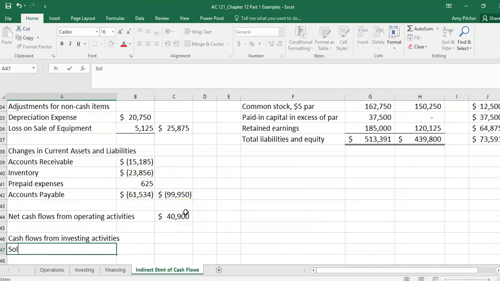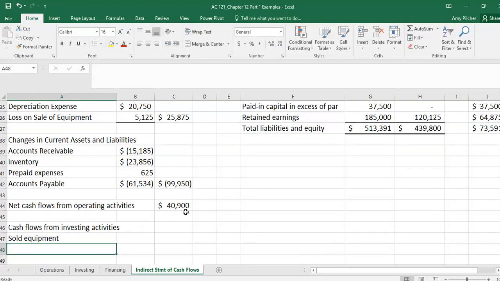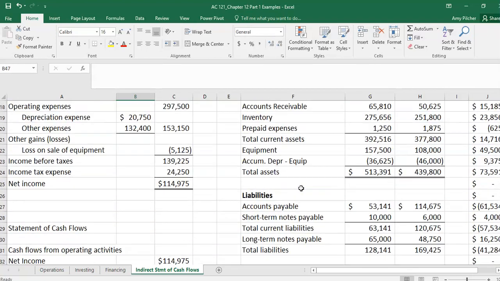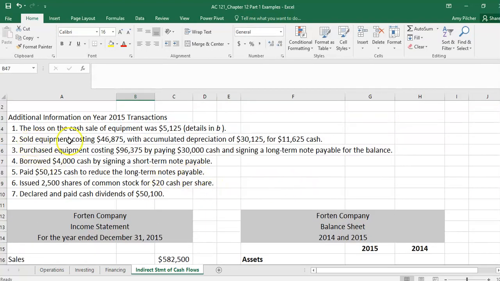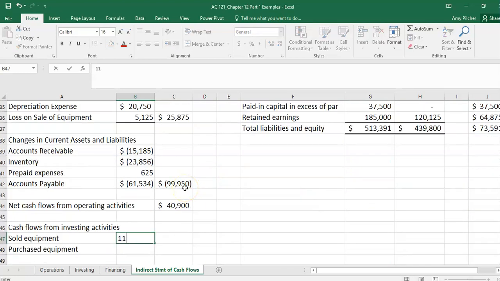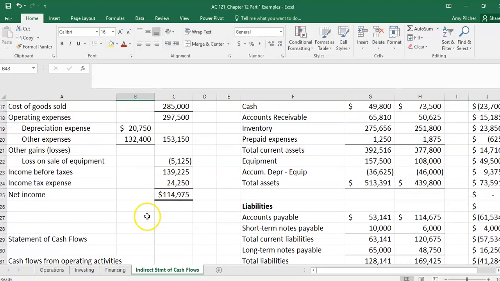So we sold equipment and we purchased equipment. First we received money for selling equipment. This tells us that we sold equipment for $11,625 cash. So remember, all we want in this statement of cash flows is the amount of cash. All of that other information is important for our accounting records, but the statement of cash flows just has the cash. So we received $11,625.